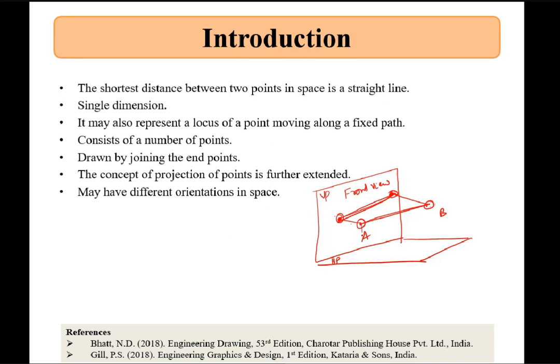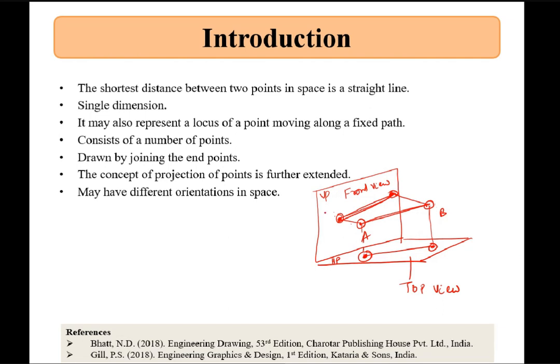And if I project point A onto the horizontal plane and I project point B onto the horizontal plane, and if I just join it, then the projection that I'll get will be my top view of the straight line. So basically what I'm doing is I'm projecting point A on VP, projecting point B on VP, and joining it, so I'll get the front view. I project point A on the horizontal plane, I project point B on the horizontal plane, I join it, and I'll get the top view.